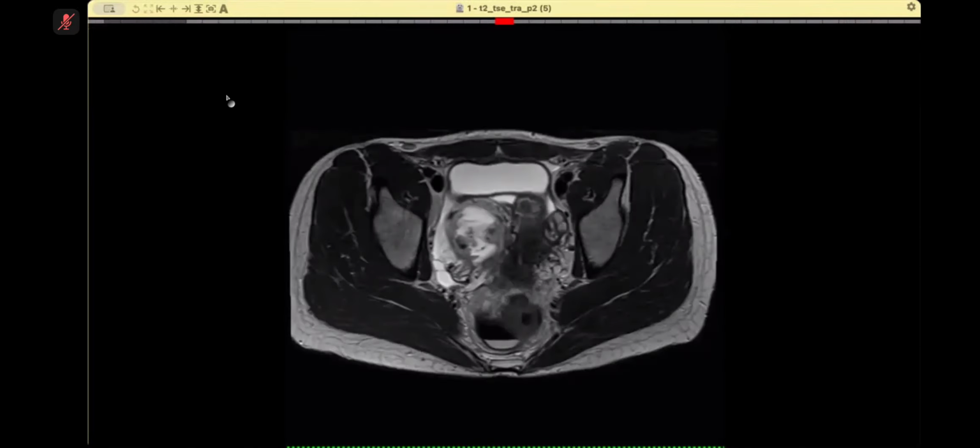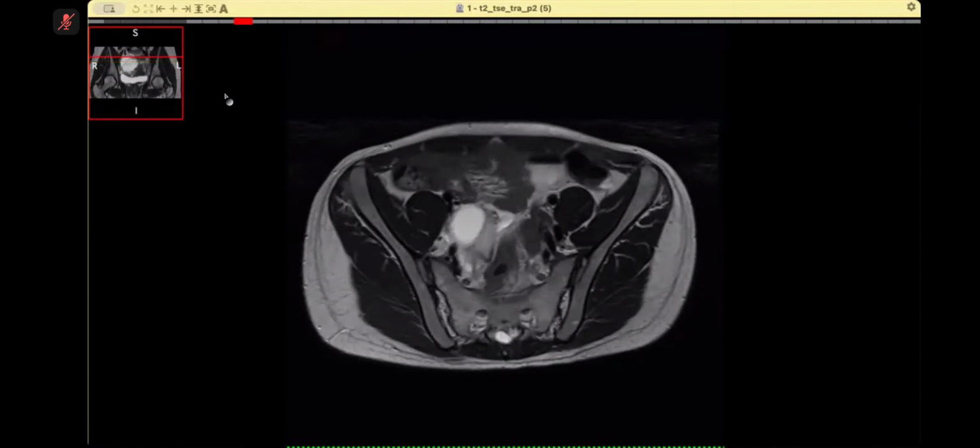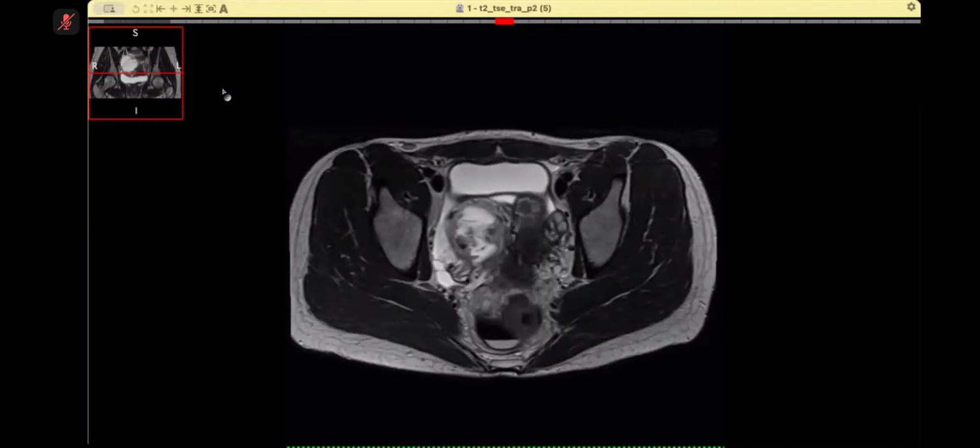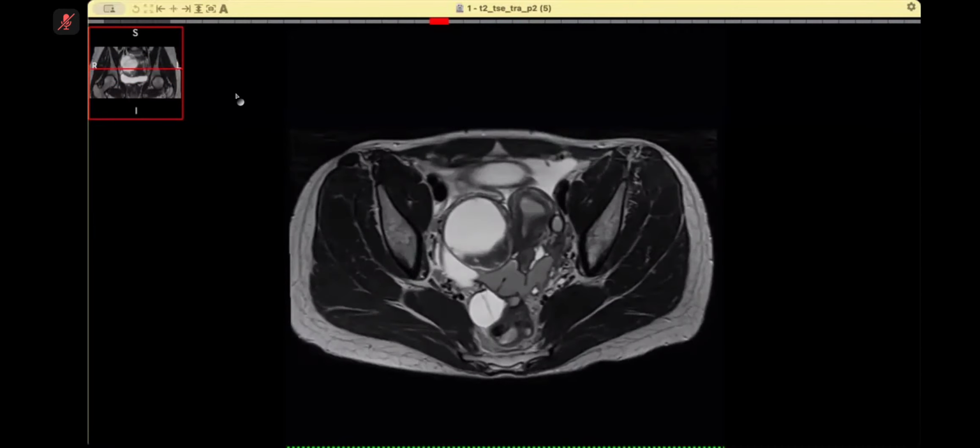maybe with endometrial adenoma. At least, conclusion: a right-sided endometriotic cyst with pyosalpinx or hematosalpinx.